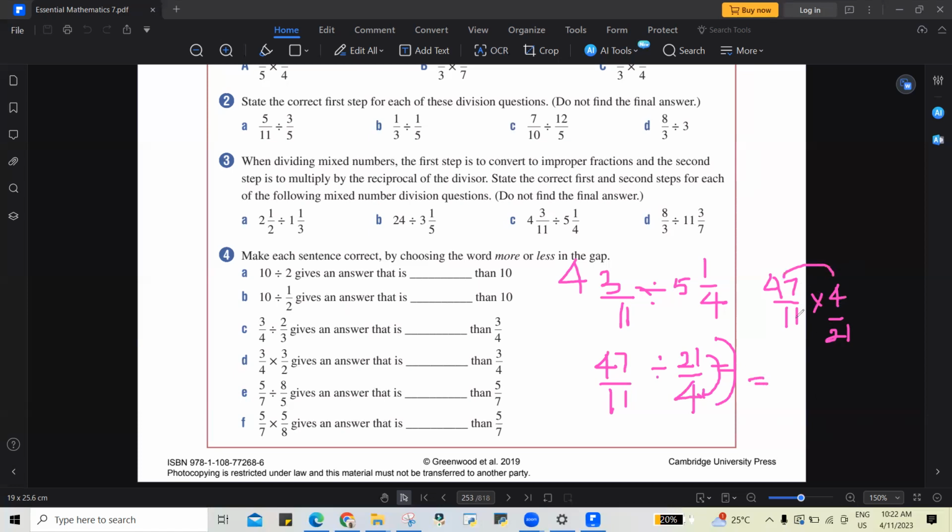Okay. Multiply this and multiply this. Yeah. This one, just calculate and find less or equal. That's easy.